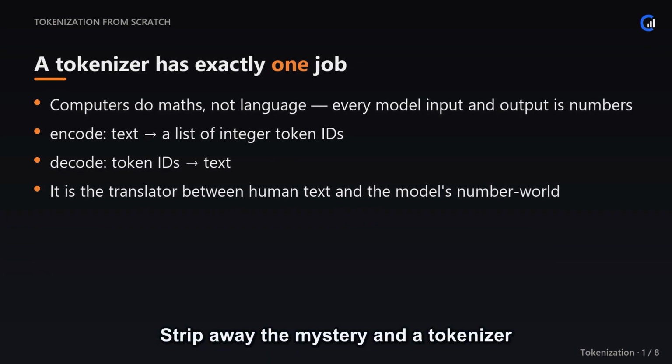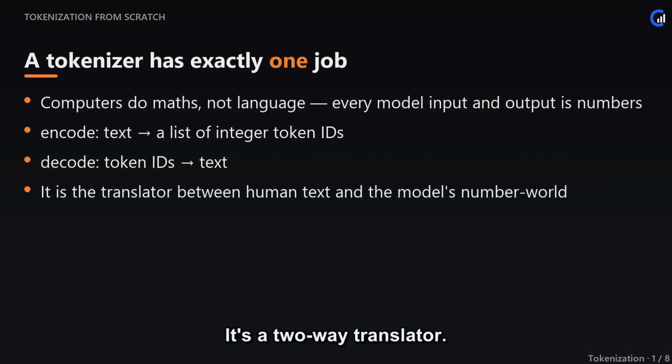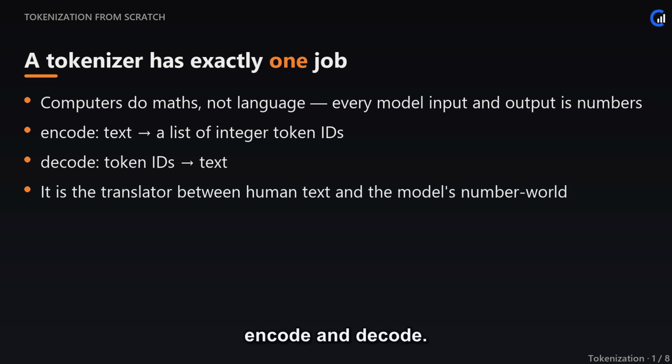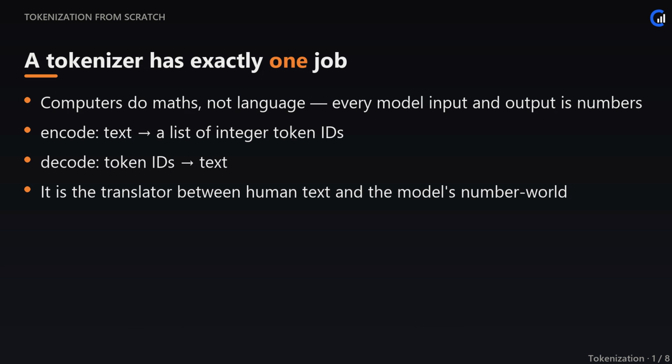Strip away the mystery and a tokenizer does just one thing. It's a two-way translator. Encode turns a string into a list of integers the model can do maths on. Decode turns the model's integers back into readable text. That's the entire contract, encode and decode. Everything else is about choosing what those integers should represent.